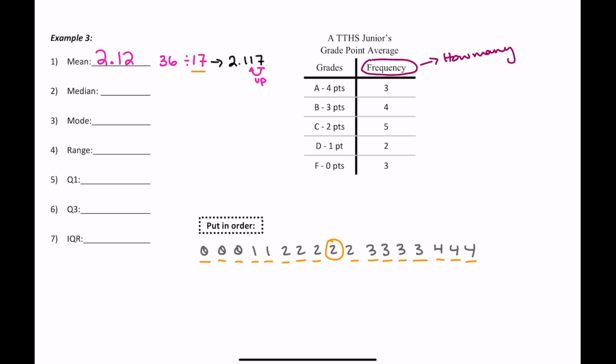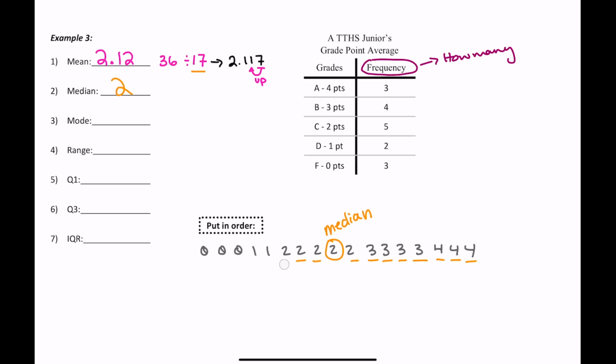Double check. I got 1, 2, 3, 4, 5, 6, 7, 8 on this side. 1, 2, 3, 4, 5, 6, 7, 8 on that side. So this is my super middle. This is the median.